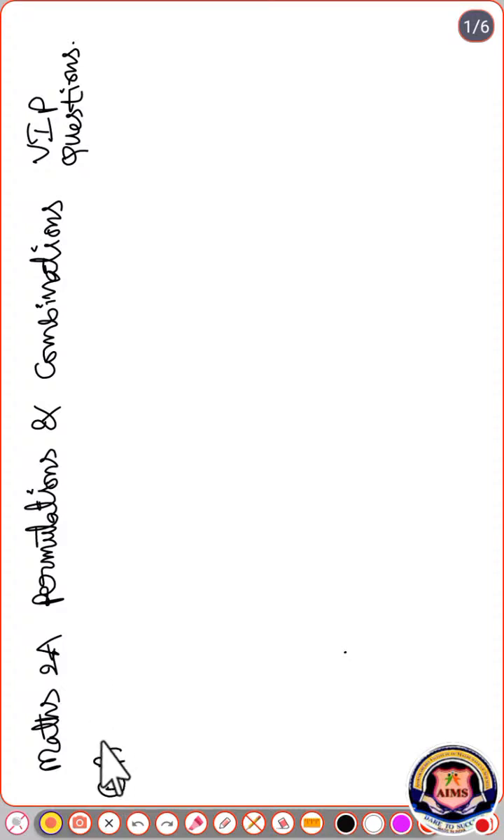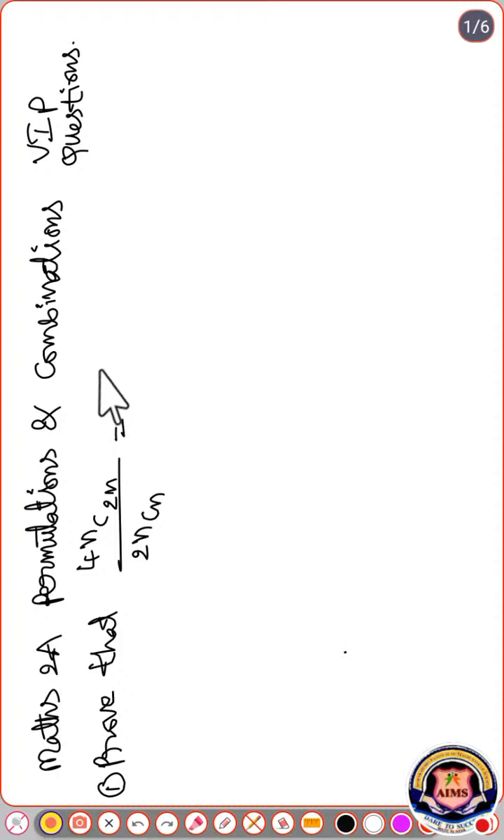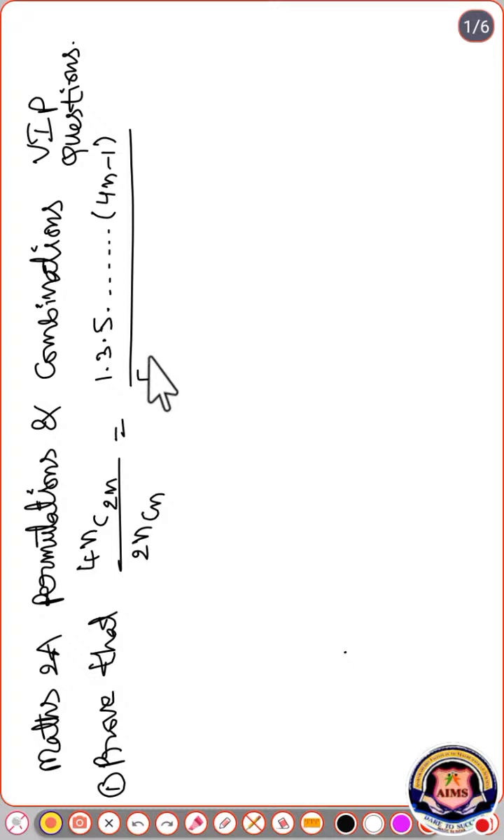Prove that 4nC2n divided by 2nCn equals 1 into 3 into 5 and so on up to 4n minus 1, divided by 1 3 5 and so on up to 2n minus 1, whole square. This is the problem. So let us take LHS.